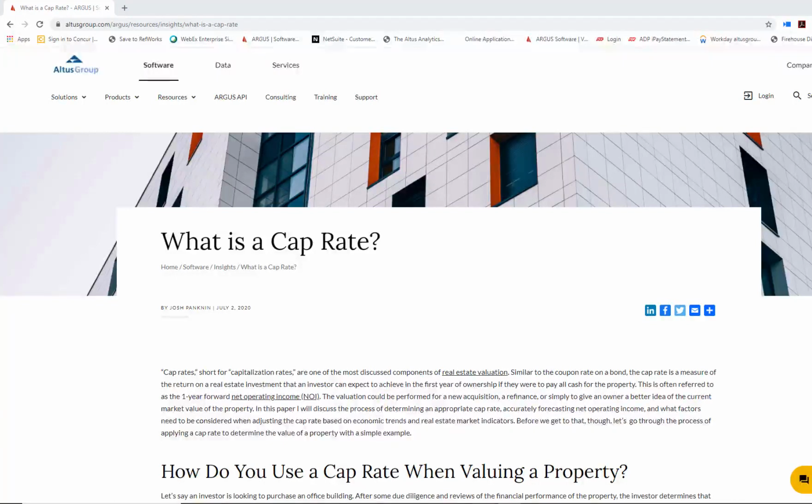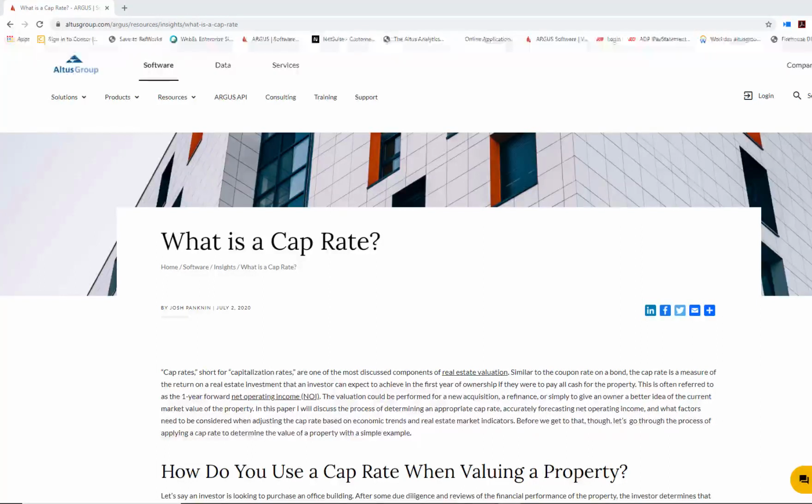And today we are going to talk about cap rates. Now, cap rate is a shortened term for capitalization rates. And this video is going to go hand in hand with our What is a Cap Rate Insights article. Now, the article discusses when to use cap rates, and it discusses really what a cap rate is. And it's described as a measure of the return on a real estate investment.